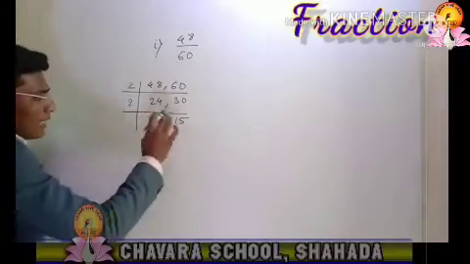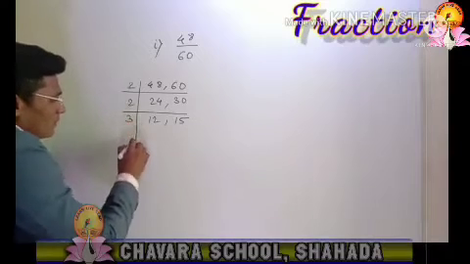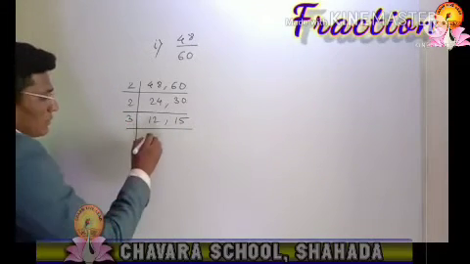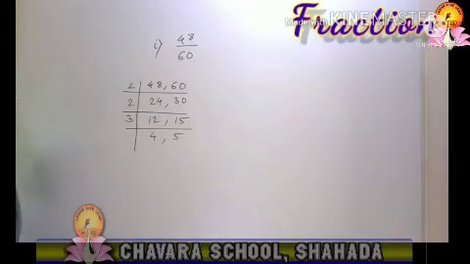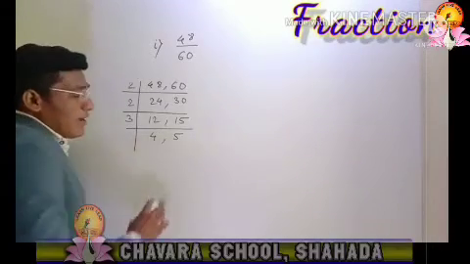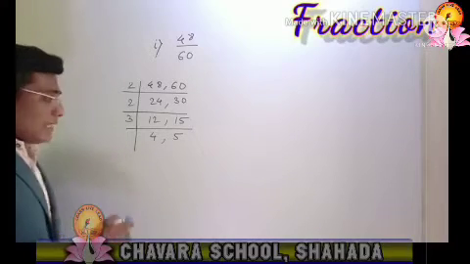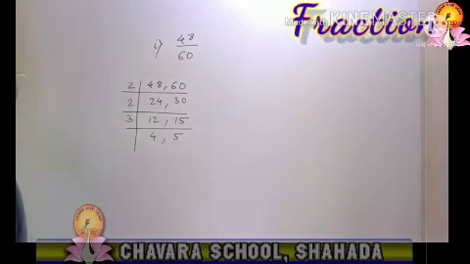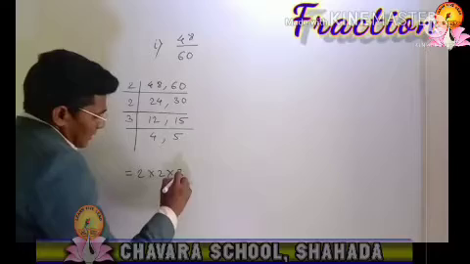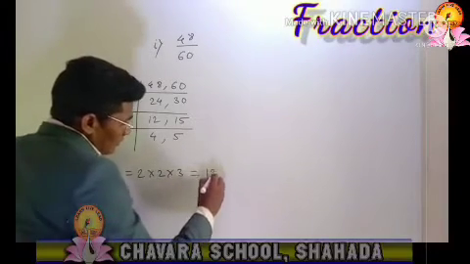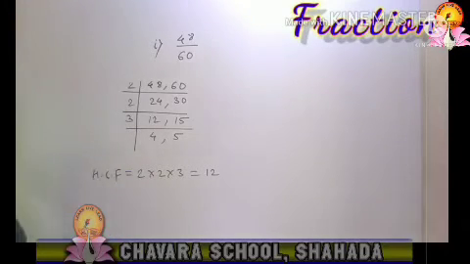Now this 12 and 15 is again divisible by the value 3, and it is equal to 3 4s are 12 and 3 5s are 15. But 4 and 5 both are not divisible by any single value. That is why we cannot divide them. And 2 multiplied by 2 multiplied by 3 is equal to 12, and 12 is nothing but the HCF of 48 and 60.